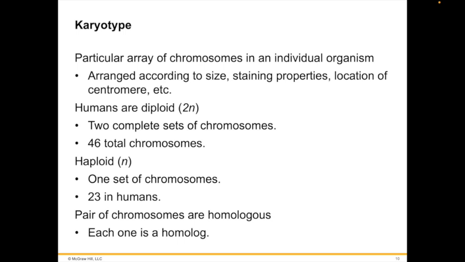Diploid chromosomes represent the equal genetic contribution that each parent makes to offspring. We refer to the maternal and paternal chromosomes as homologous chromosomes, and each one of the pair is termed a homologue. So each parent provides a homologue to make up the pair known as homologous chromosomes.